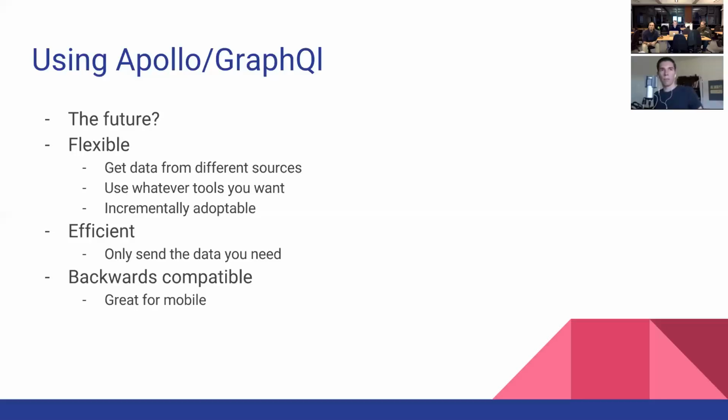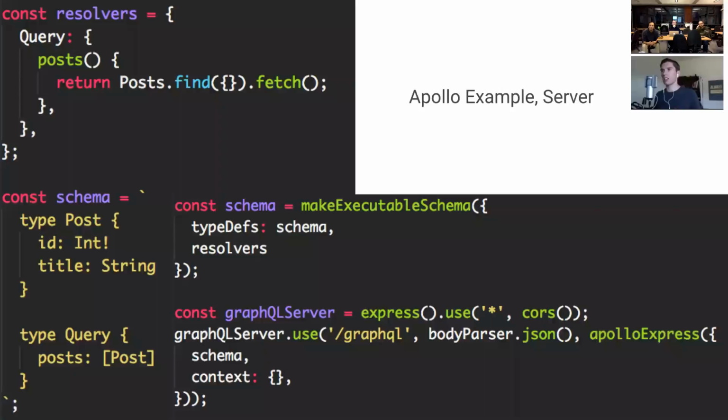So you're able to keep backwards compatibility as data changes and all of that. And you're also able to keep it more efficient because you're only ever sending, theoretically, the data the client actually needs. So what's it actually look like?